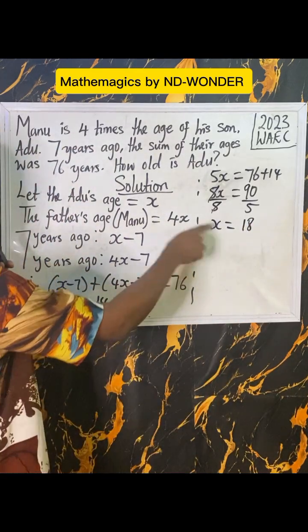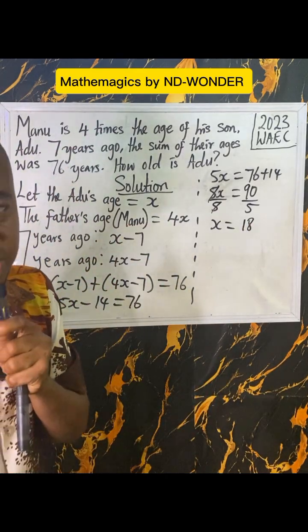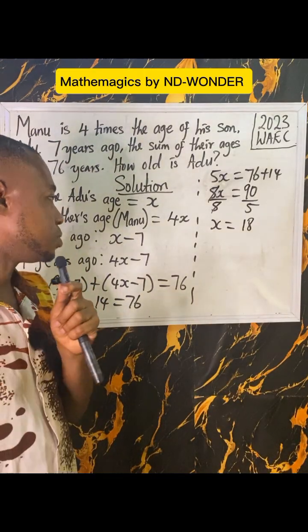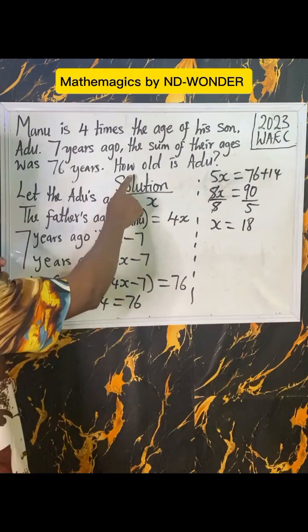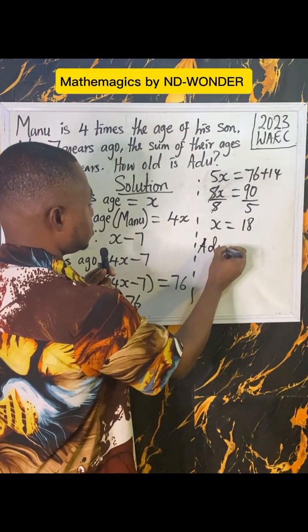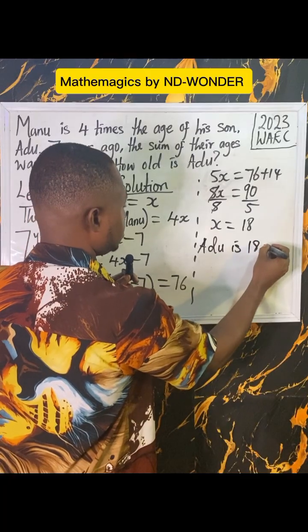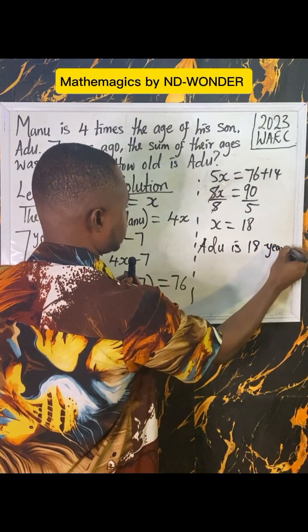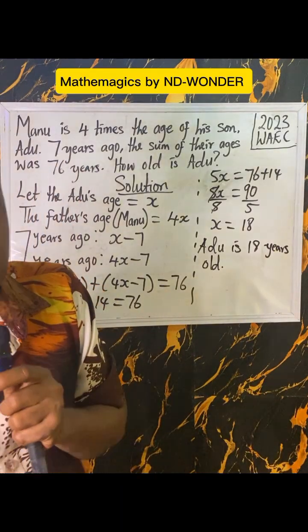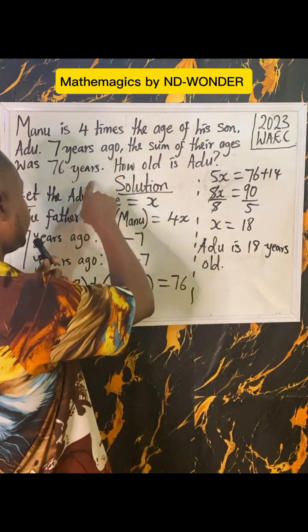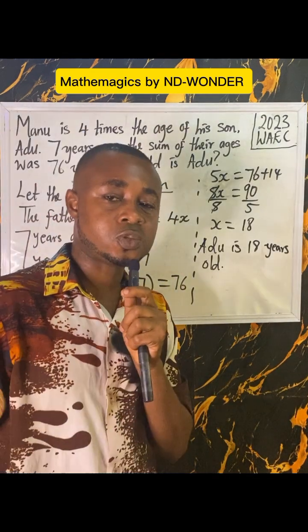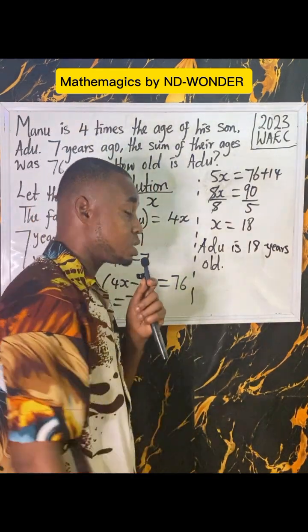So x, which is the age of the son, is 18. In other words, the son's age is 18. So that is the age of Adu, because that is what the question is. How old is Adu? Adu is 18 years old. If you want to get the age of the father, you say 18 times 4. Yes, so that is it. But from the question, how old is the son? The son is 18 years old.